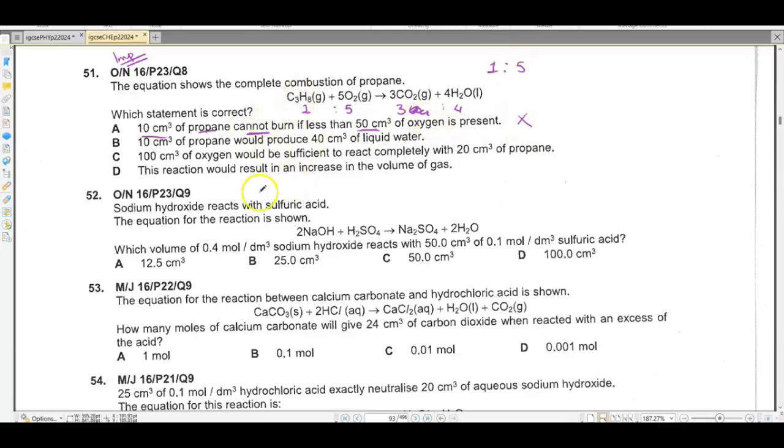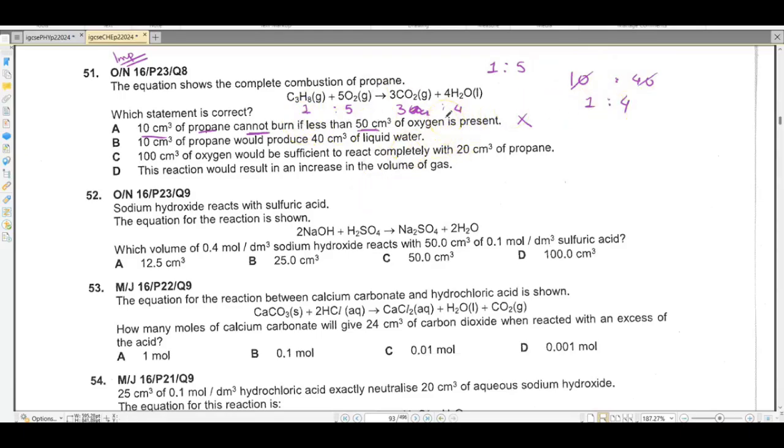Otherwise it makes sense. Now, B states that 10 centimeter cubes of propane would produce 40 centimeter cubes of liquid. Now you can see in the equation that 4 is the ratio between propane and water, and 10 centimeter cubes of propane and 40 centimeter cubes of water would give you a ratio of 1:4. So this is going to happen and this is going to be correct.